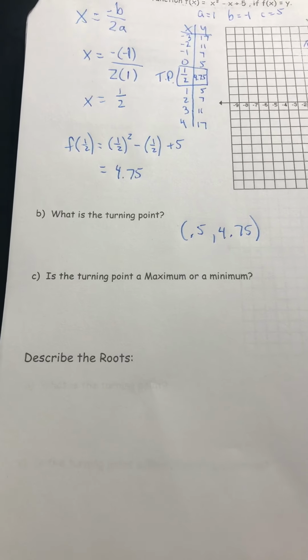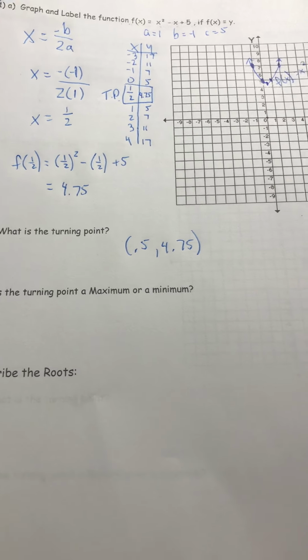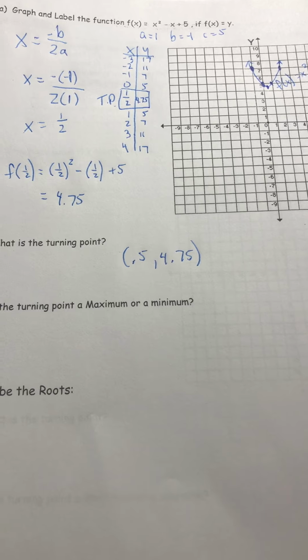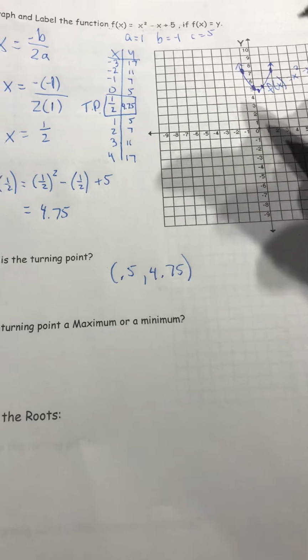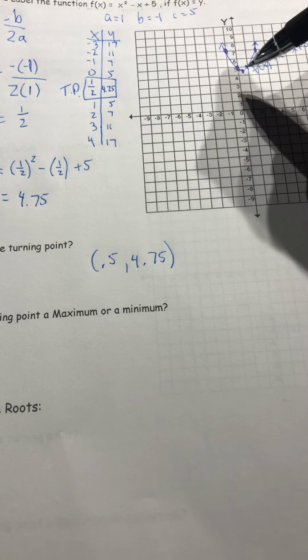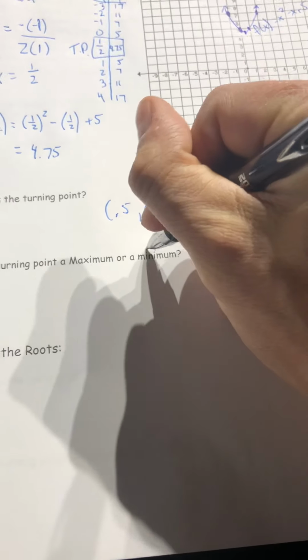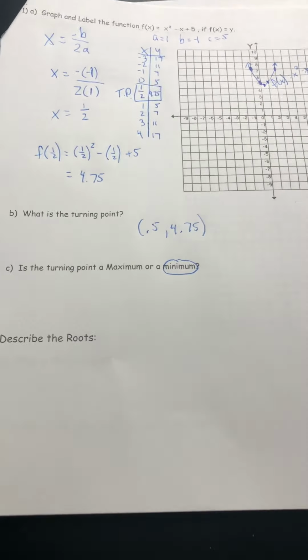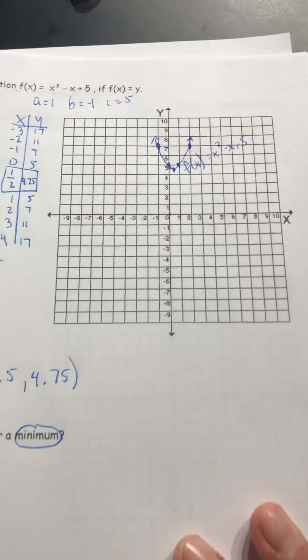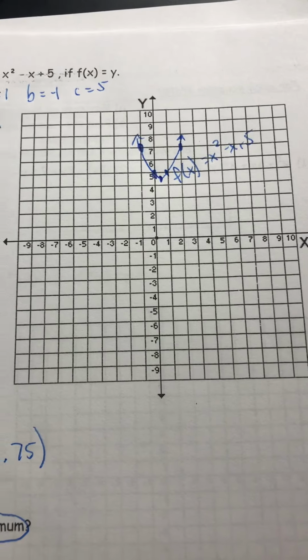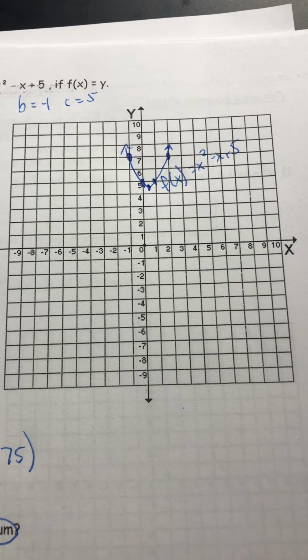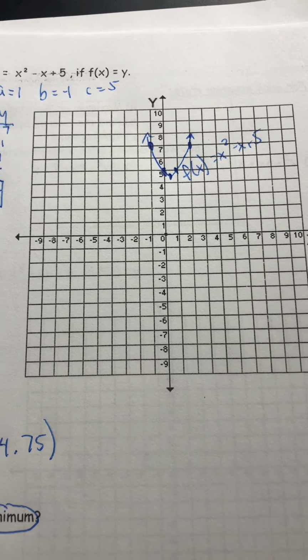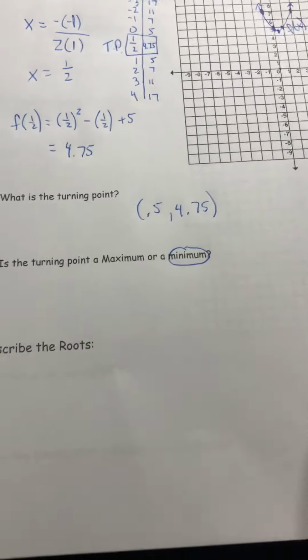The next part is, is the turning point a maximum or minimum? A value is positive, so we have a minimum because it can go no lower than this point. So I'm just going to circle minimum. Now it says describe the roots. This is going back to last chapter. Looking at this graph, it does not cross the x-axis. So because it does not cross the x-axis, our roots are imaginary roots.